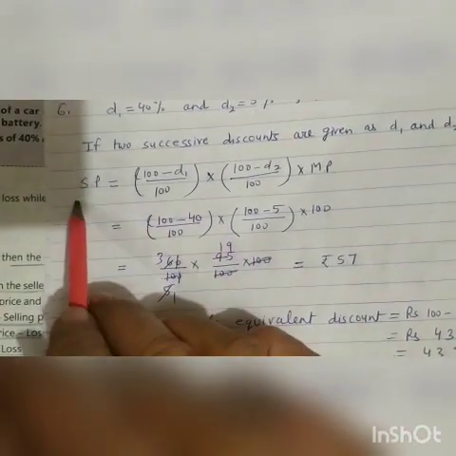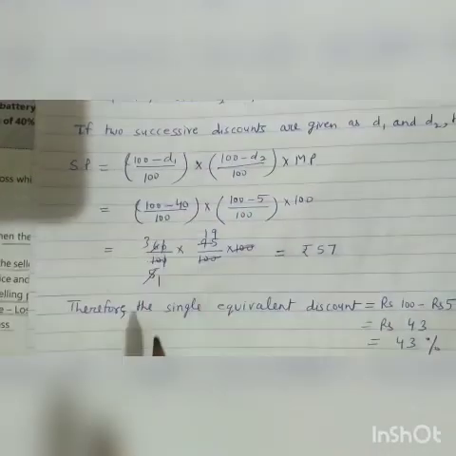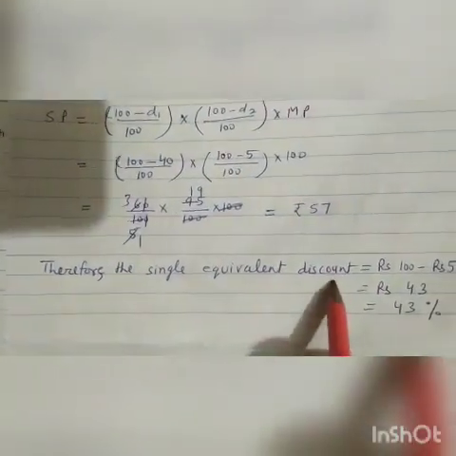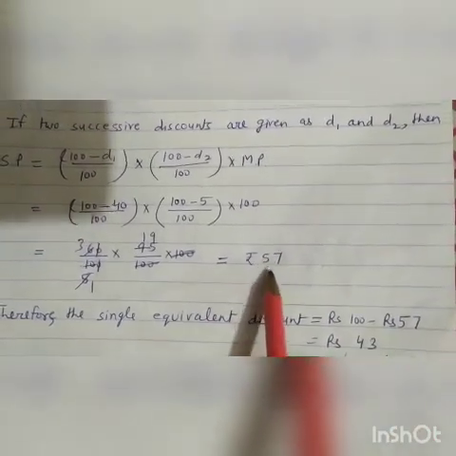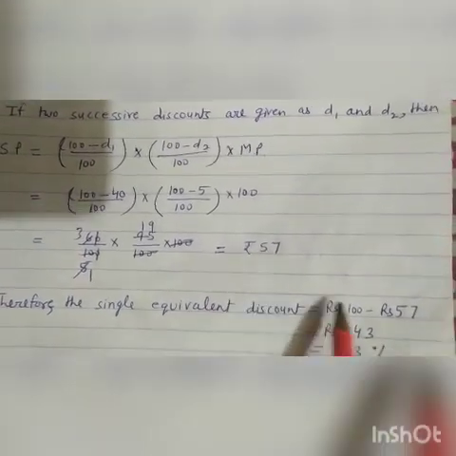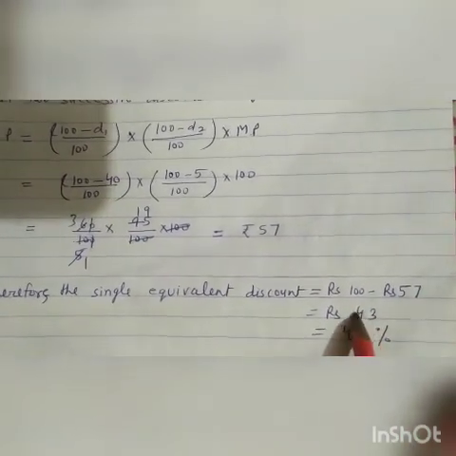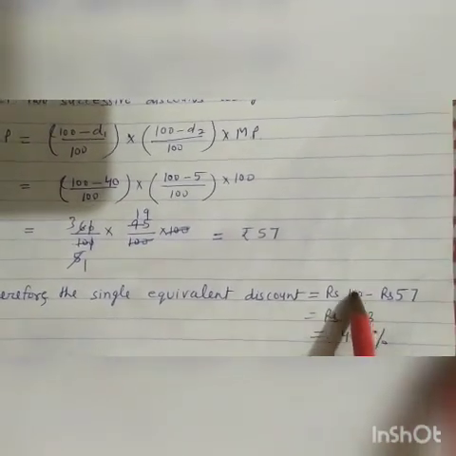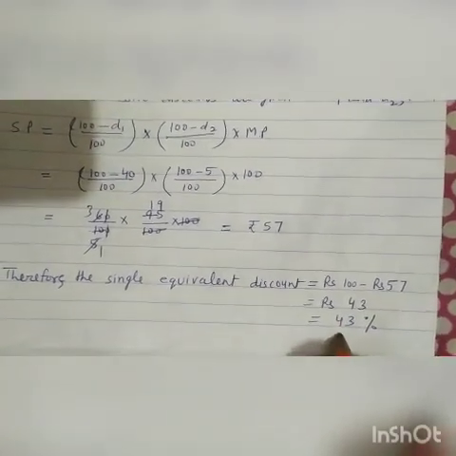Rupees 57 is the selling price when first discount is this and second discount is this. Therefore, the single equivalent discount is equal to 100 minus this 57. Now we will subtract this selling price. 100 minus 57, it is 43 rupees. 43 rupees out of 100, so it is 43%. Okay.